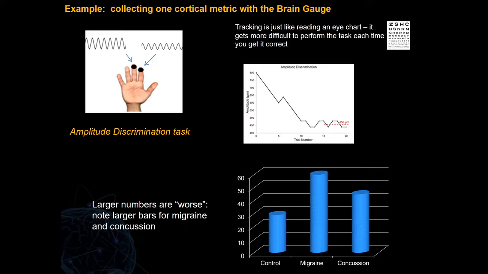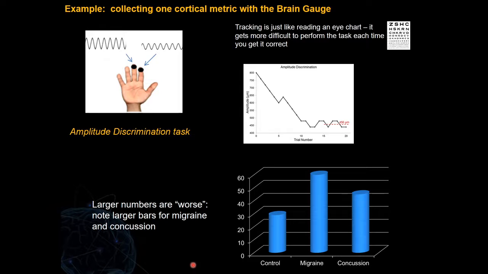So let's look at it. In this example, we're going to collect one cortical metric with the brain gauge, and that example is the amplitude discrimination task. In the amplitude discrimination task, we deliver two stimuli, one to one finger, the other to the other finger, and one stimulus is much larger than the other. When you deliver those two stimuli, the subject or patient or individual is asked which stimulus is larger. So not a very tough question, but the subject answers that the larger stimulus is larger.